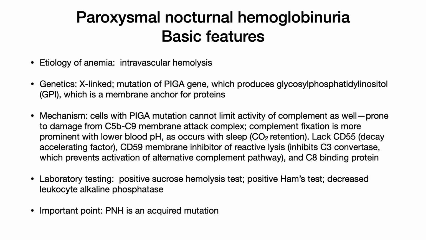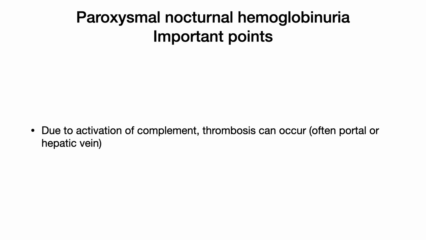And then one interesting thing about this is that it's an acquired mutation, which they said is unique. It also says that in paroxysmal nocturnal hemoglobinuria, due to activation of complement, thrombosis can occur. And these can often involve the portal or hepatic vein, so you could potentially get something like Budd-Chiari syndrome.